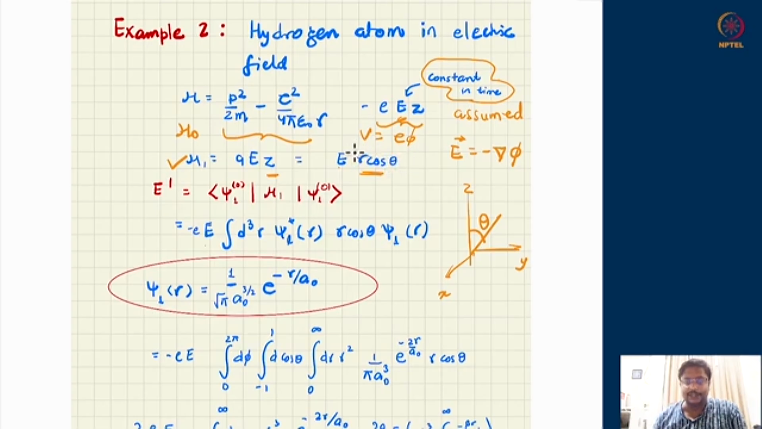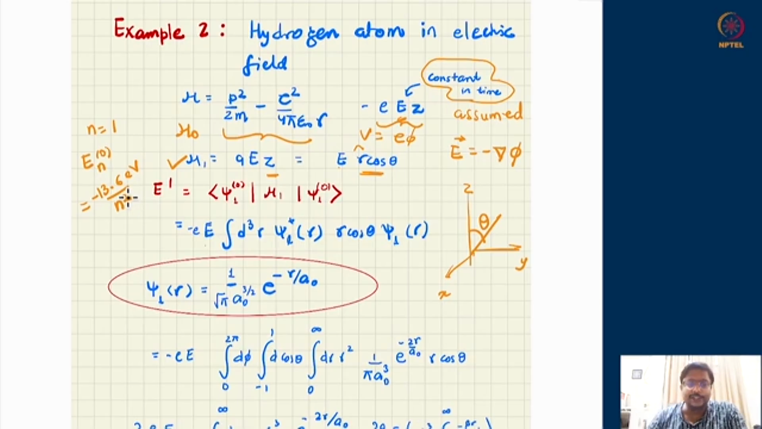The position operator r is the parameter which is coming in as an operator. So we will work in the position representation of the system. In any case, the first order correction to, let us say, the ground state of the hydrogen atom, n equal to 1. Remember, the unperturbed energy eigenvalues of the hydrogen atom were minus 13.6 eV upon n square. So therefore n equal to 1 is the ground state.